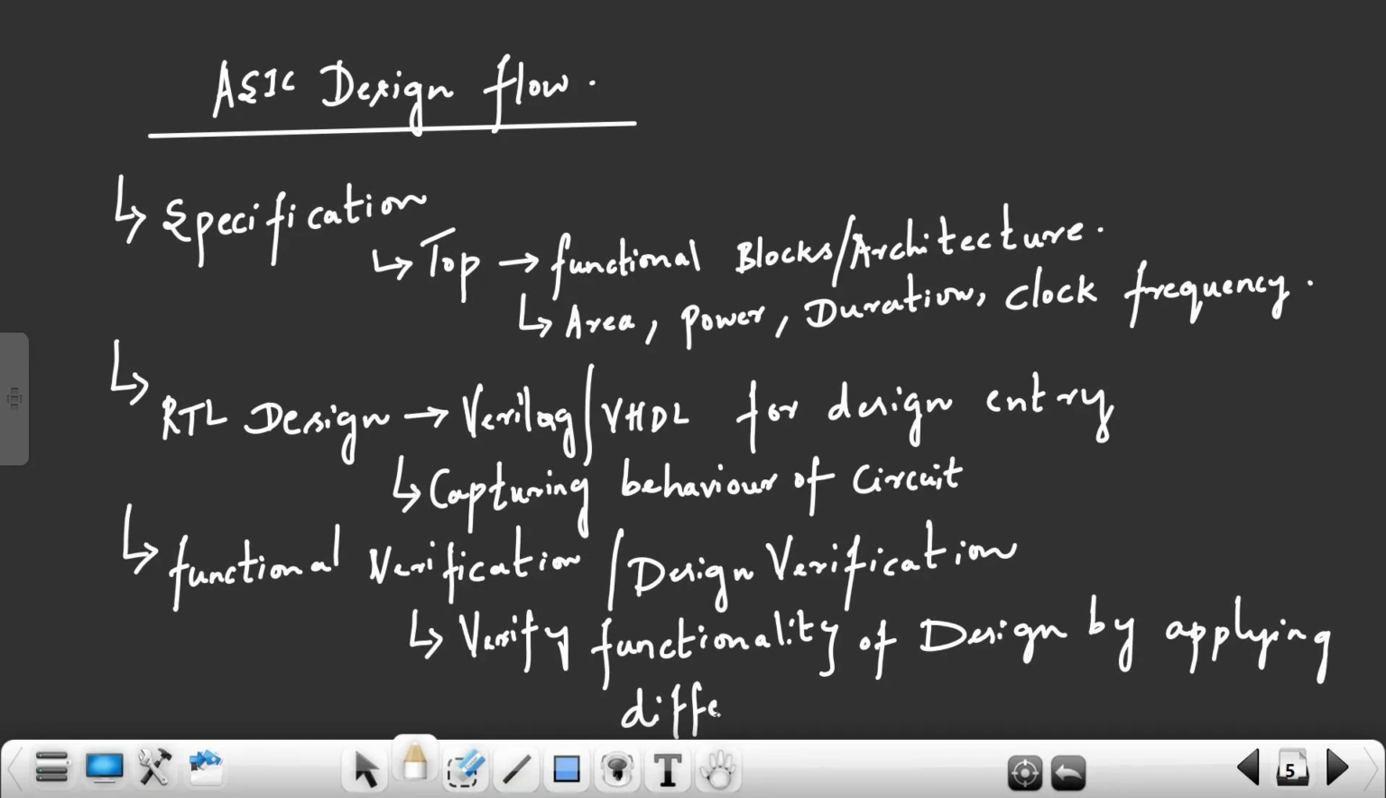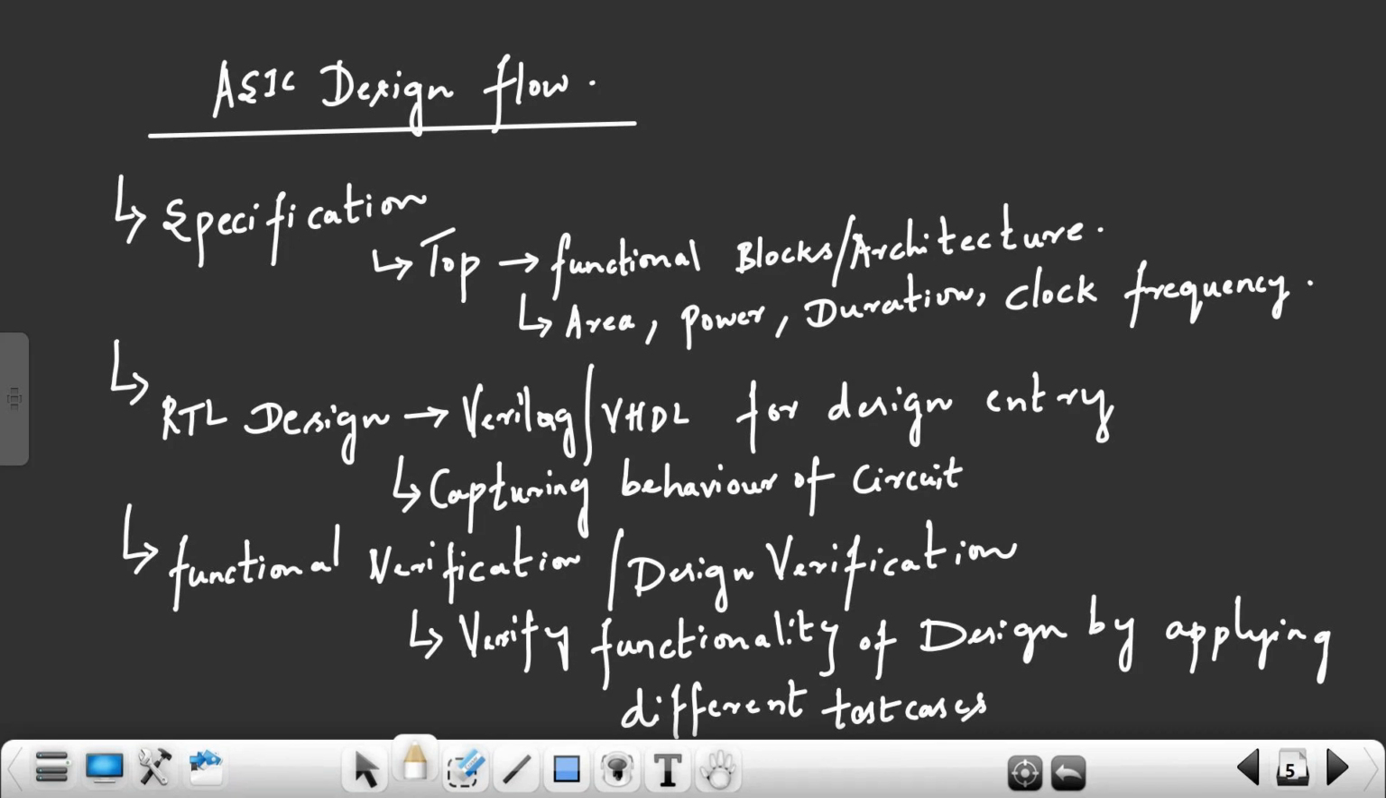So there is a total difference between answering non-technical questions and technical questions. For technical answers, if you want to clear your interview, using these keywords is very important. Like verifying functionality of design by applying what? Different test cases. So test cases is a keyword. This is a technical keyword.